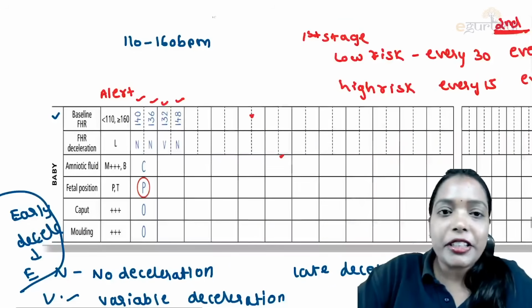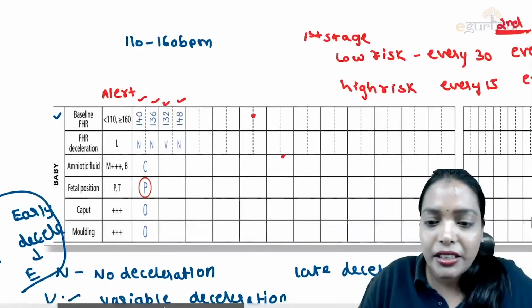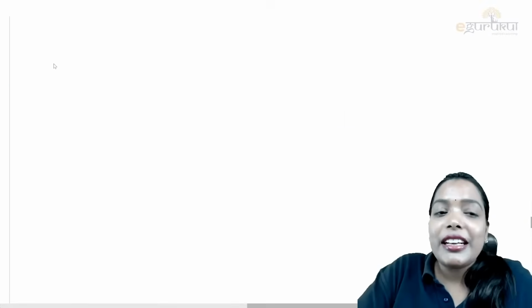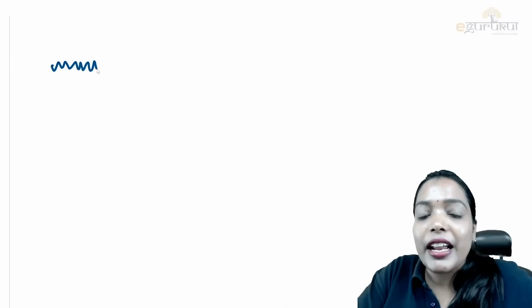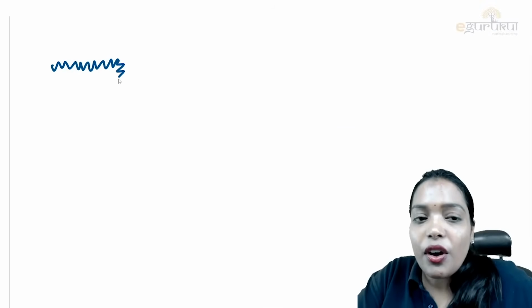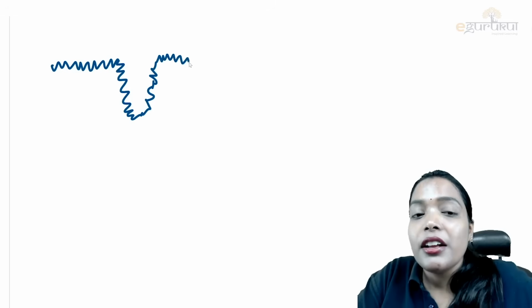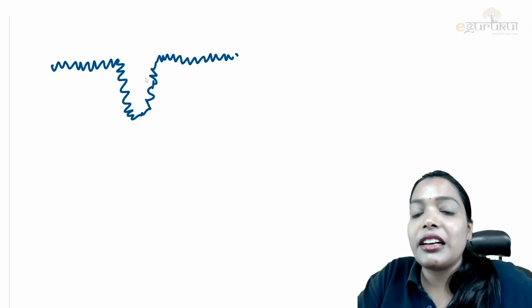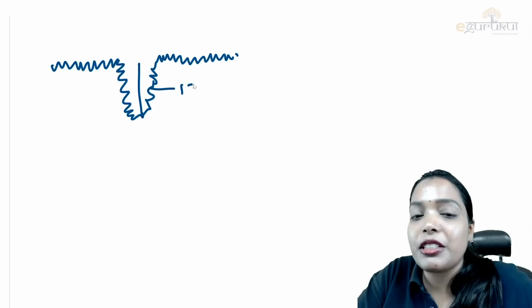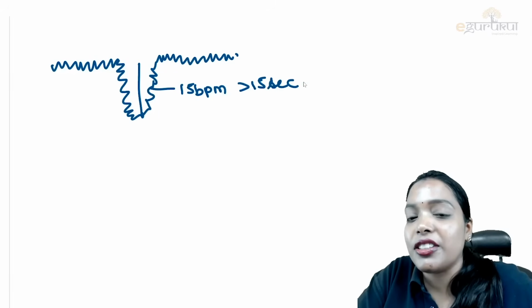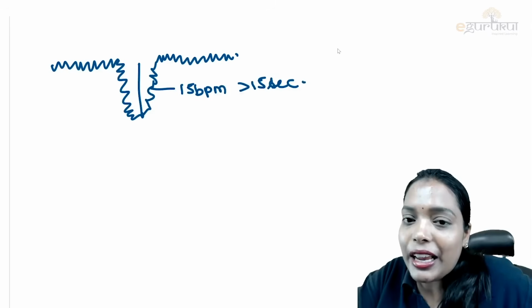Okay, so let me explain to you what a deceleration means. Whenever there is a decrease in the fetal heart rate from the baseline on a CTG. So we all know the CTG. In antenatal fetal monitoring, I taught you the CTG, right? Whenever there is a decrease in the fetal heart rate from the baseline by 15 beats per minute, lasting for more than 15 seconds, you call it a deceleration. If you don't have it, it's a no. N you're going to write.